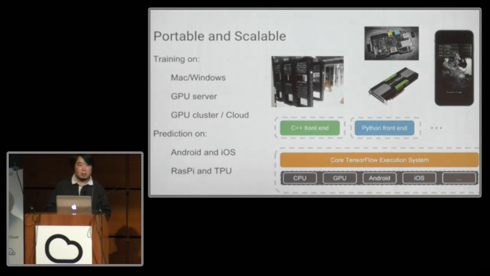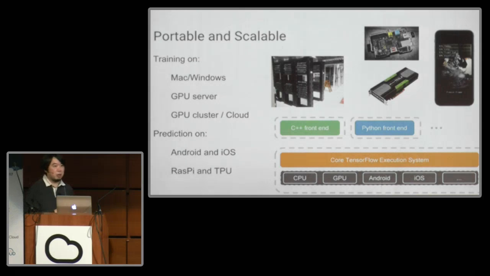So you can just get started with the technologies by downloading the source code to your Mac or Windows, and you can get started with the TensorFlow sample code. And you will soon find that your Mac or Windows does not have enough CPU or computing power to train the neural networks to recognize an image of a cat or something like that. So you may want to use a GPU server, but a single GPU server is not enough.